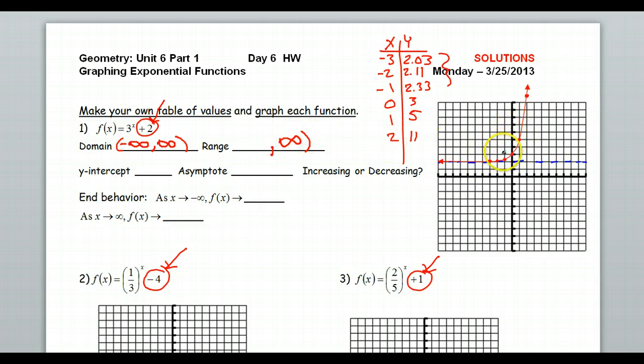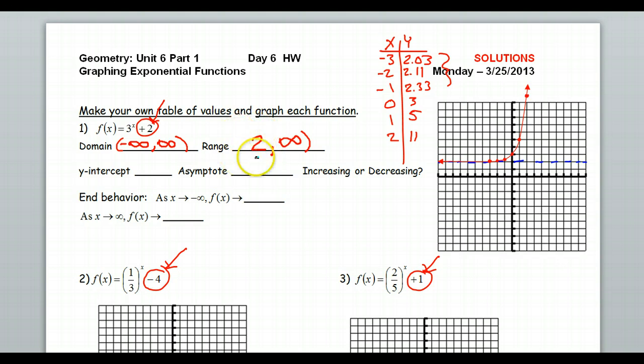But does this graph go down forever? Well, no, this graph doesn't go down forever. There's a nice floor here, the asymptote. It acts as a floor. It gets closer and closer to it, never reaches it. So the graph does not go below 2. So I'm going to write 2 as kind of the floor here.